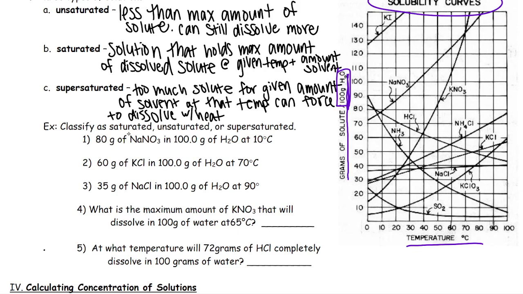If we're going to classify it as saturated, unsaturated, or supersaturated, I first need to know what substance, or what line, I'm going to be looking at. For this one, I'm looking at sodium nitrate. Once I find the line for sodium nitrate, that is the only line on this entire graph that matters. So I'm going to highlight that, circle it in purple, and find the curve for sodium nitrate, which is here, and highlight it in the same color.